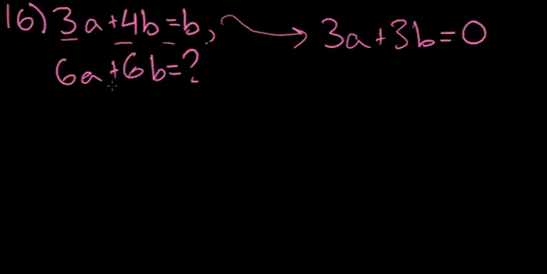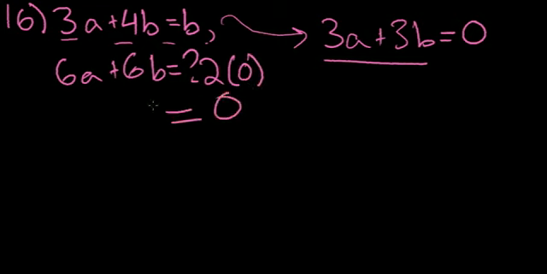So what is 6a + 6b going to equal? Well, if you look carefully, you can see that this is just 2 times this equation. So this is going to be 2 times 0. Anything times 0 is still 0. So that's choice A. The answer is 0.